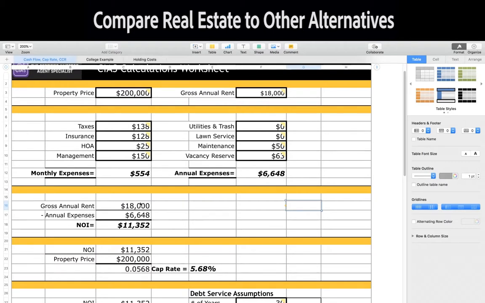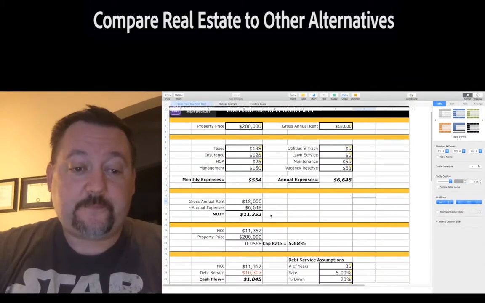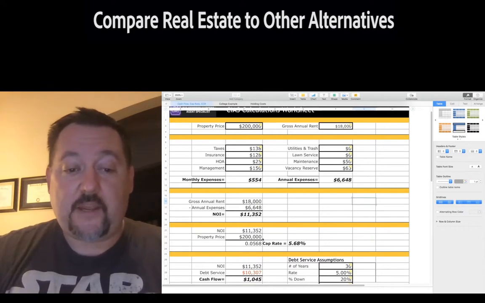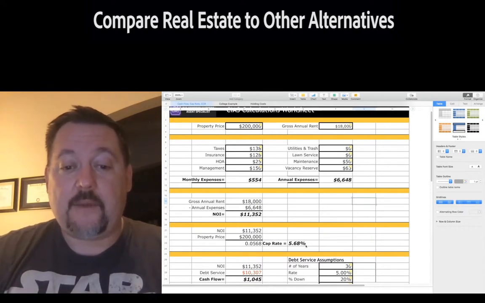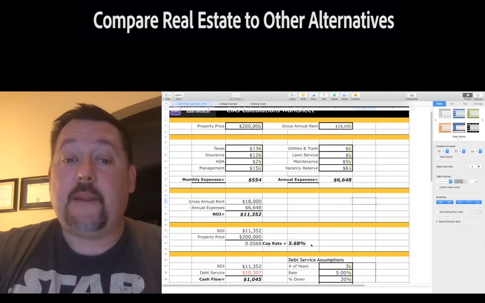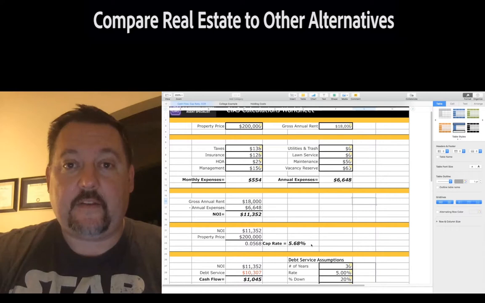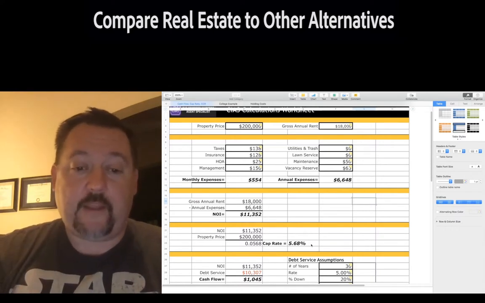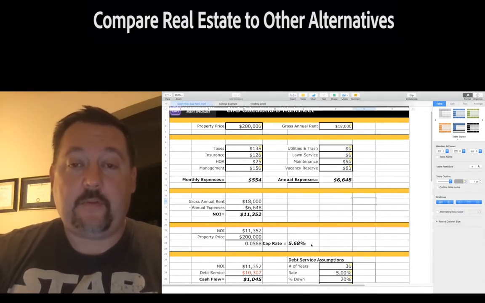Gross rent, 18 grand. Annual expenses, $6,600. So that means my net operating income is $11,352. If I just paid cash for the property, then my capitalization rate would be 5.68%. So I would make a little over 5.5% on the property if I just paid cash for it. But most of us don't.